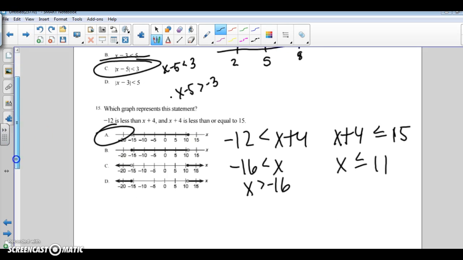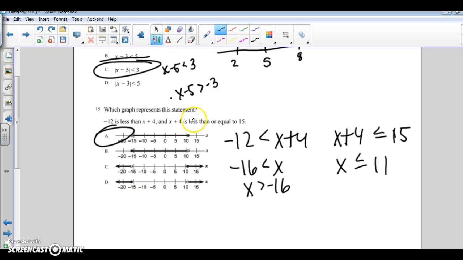And then our last problem, let's put it from words into a problem: negative 12 is less than x plus 4. Bring the 4 over, you get x is greater than negative 16. And x plus 4 is less than or equal to 15. Bring it over, you get x is less than or equal to 11. And you want between those two numbers, x greater than negative 16 and less than or equal to 11. So the answer is A. Less than or equal to 11 has to be a closed circle also. So that one's out, and that one's out, and you want less than or equal to 11, so C is out.